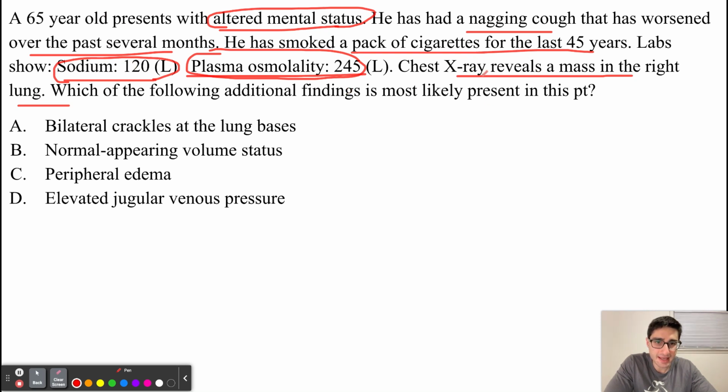Now he also has a chest X-ray that has revealed a mass, and he has had a nagging cough that has been worsening, and he also had an extensive smoking history. So these are all going to be signs of small cell carcinoma.